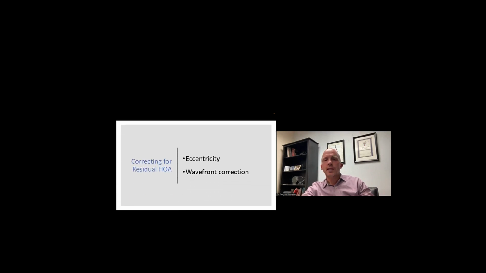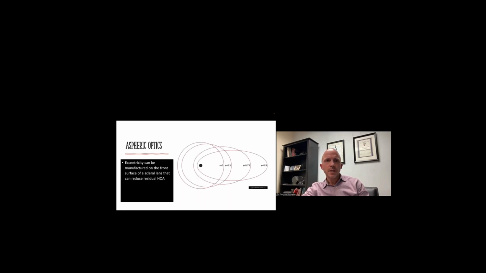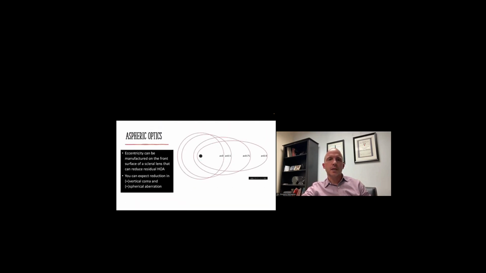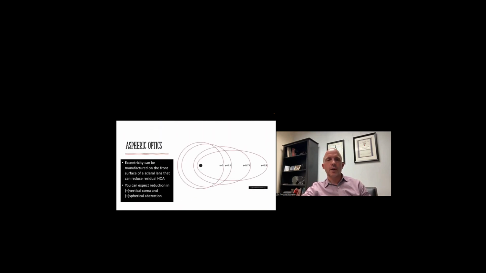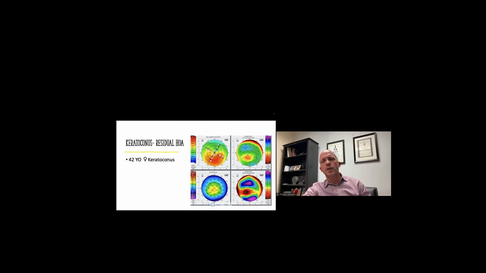Well, what can we do with lens design to correct for residual aberrations? Number one, we can add front surface eccentricity or an aspheric change. Then we'll also talk about more specifically correcting for aberrations using wavefront correction. Eccentricity can be manufactured on the front surface of a scleral contact lens and can reduce HOAs in a non-specific, uniform way. If you add this to the lens, you can expect a reduction in either vertical coma or spherical aberration.